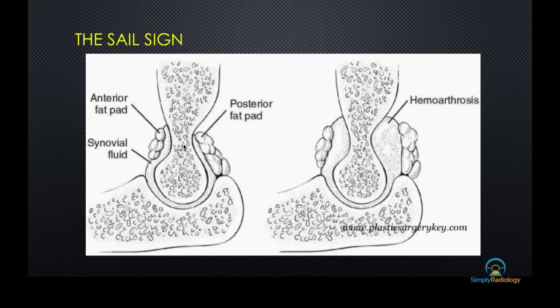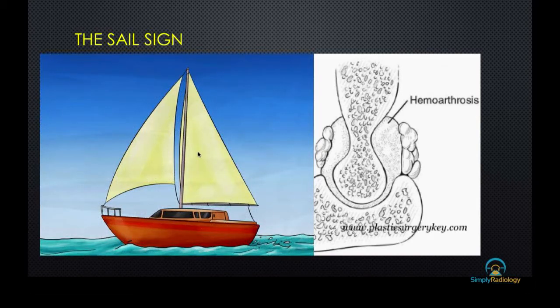When there's an injury to the joint, blood will collect in this area, the joint space, and the blood will push out the fat pads. And in radiology, these fat pads are dark, they're black. So from being hidden here, these are pushed out and they shape the sail sign like this. Alright, so I want to show you some images on radiology of this so you understand what I'm talking about.